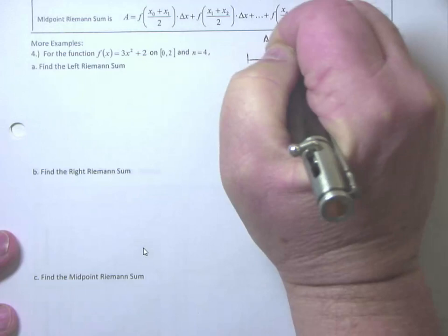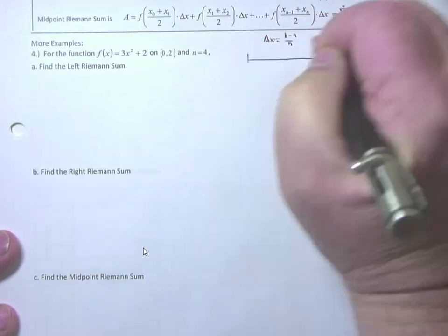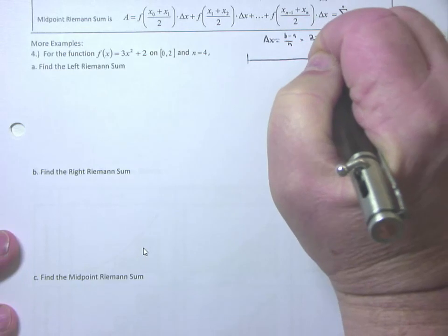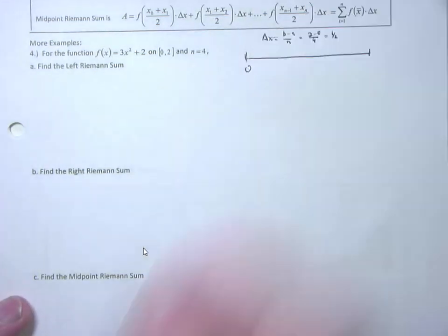First thing you need to calculate is delta x. Delta x is equal to b minus a divided by n. That's going to be 2 minus 0 divided by 4, which is equal to, once again, 1 half. So my delta x is 1 half. My a is 0, so there is 0 right there.